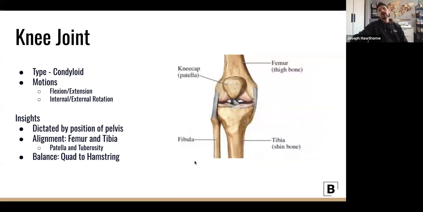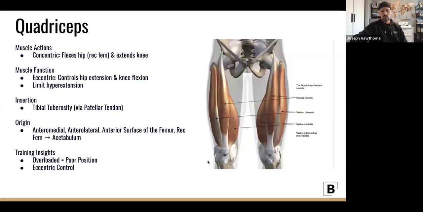Cool. All right. The last thing to note about the knee joint is that it is happiest when there is a balance between the quad and the hamstrings. Most people have stronger quads than hamstrings, which is why they end up with more issues from there. It's just good to note. So let's go into those wonderful quads. Beautiful, beautiful quads. I love quads.